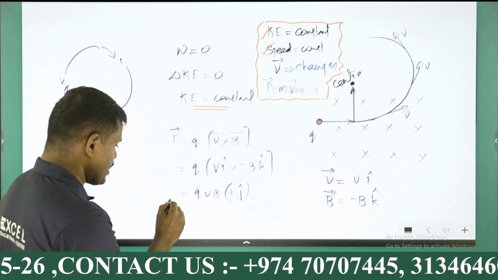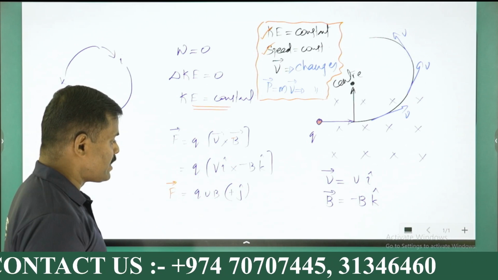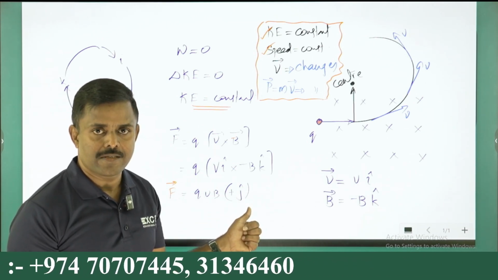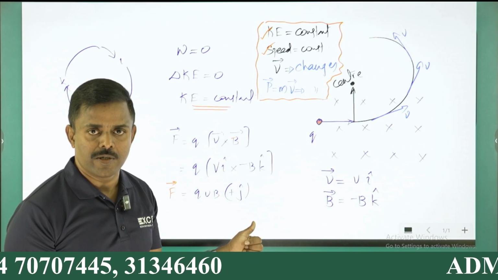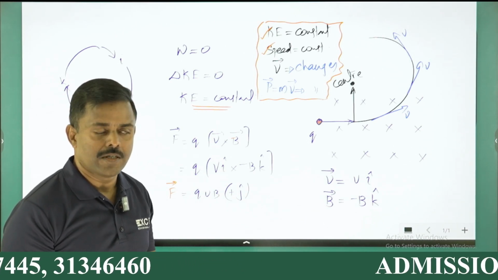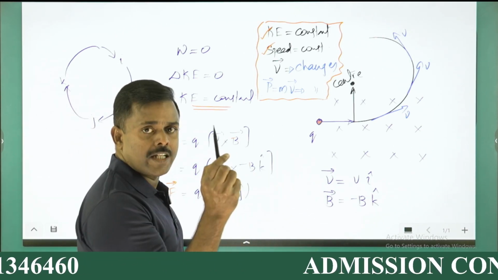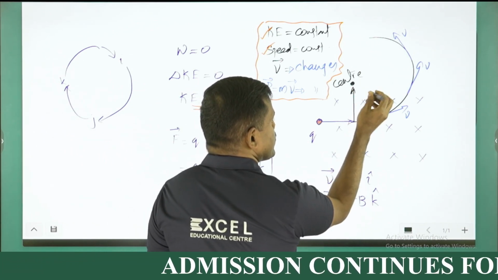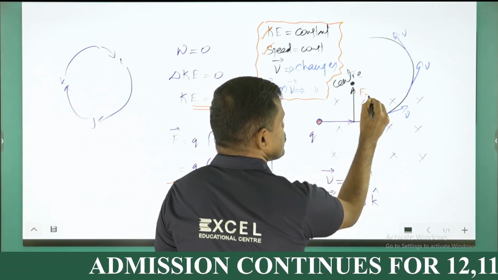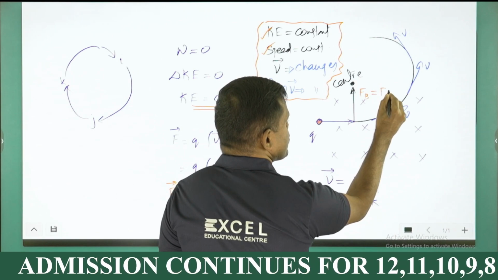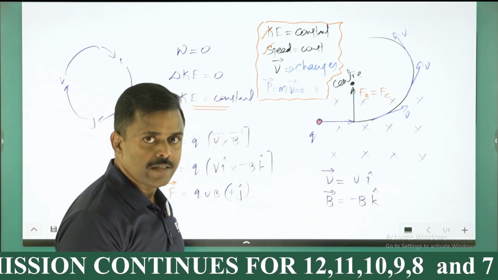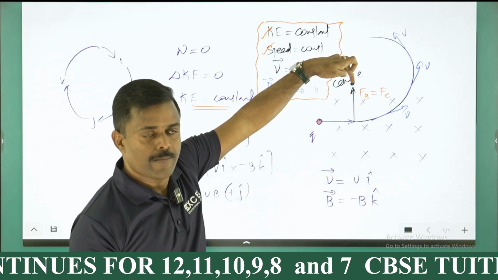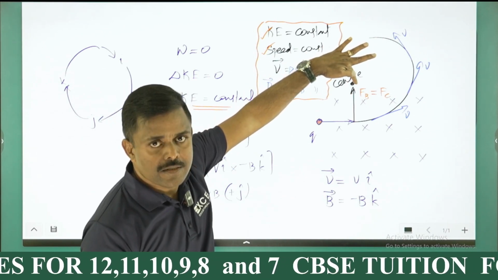So what is my final conclusion? The force is acting in J cap direction. J cap means Y axis, upward. J cap is upward. Minus J cap is downward. So now I'm certain that the force is acting in the upward direction. Alright, this is the direction of magnetic force, which is also the centripetal force. And you know one thing, centripetal force must be acting to the center. So center must be somewhere here.